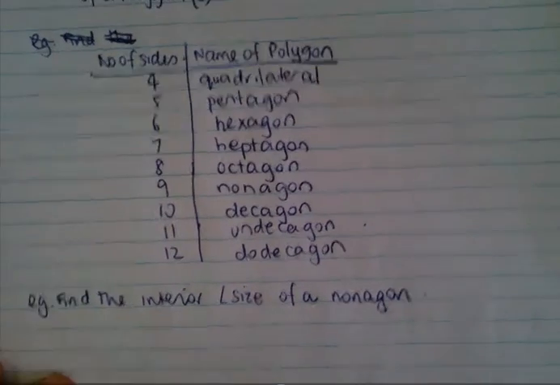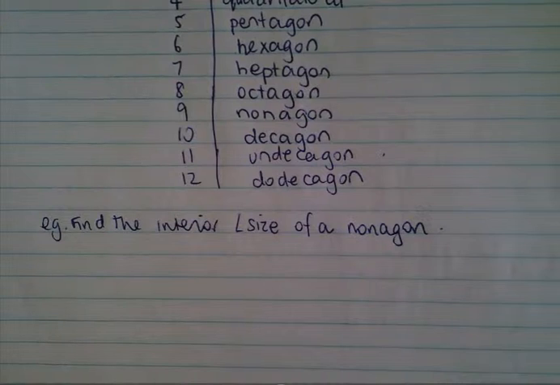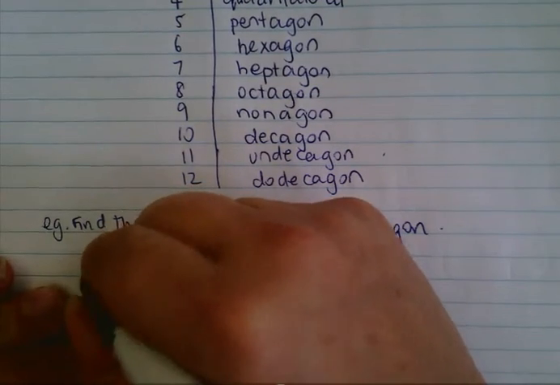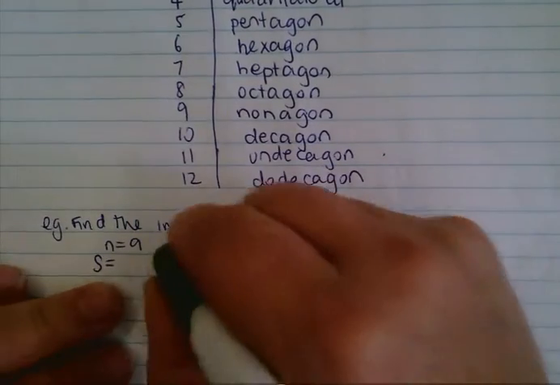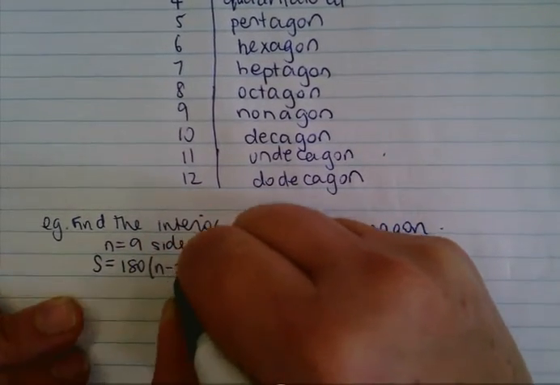Shh. Excuse me. Question: find the interior angle size of a nonagon. So girls, not every nonagon has all equal sides. We're going to be talking about regular figures in a minute. So N is 9 sides, and S is 180 times N minus 2.